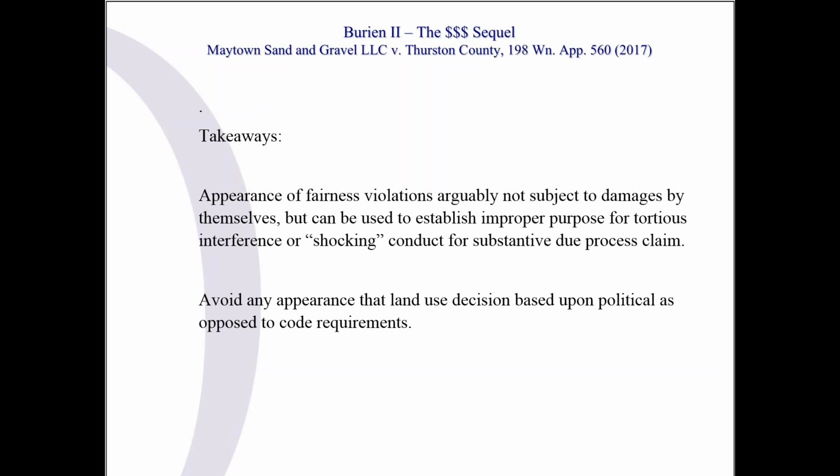So appearances really matter a lot. Not just for appearance of fairness, but for liability under tortious interference and the due process violations, it's important that you look impartial, that you look objective, and that you base your decisions on the code, because otherwise it's going to cost you a lot of money. And the other thing too is, whenever anyone comes up to you at the counter and asks you for advice on whether or not they could do this or that with their property because they're thinking of buying it, that's a huge source of liability.